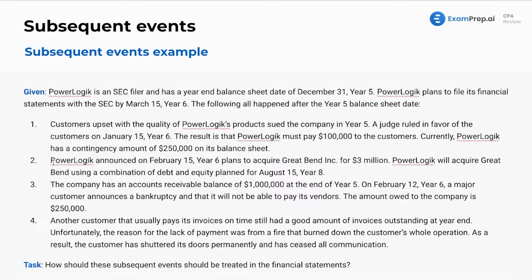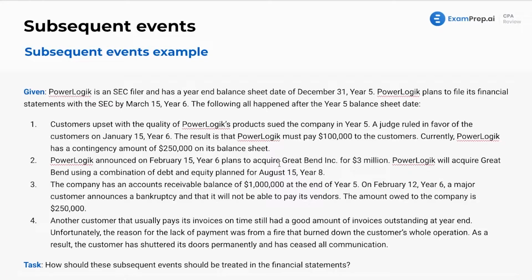Footnote also means disclose. PowerLogic announced on February 15th, year 6, plans to acquire Great Bend Inc. for $3 million. PowerLogic will acquire Great Bend using a combination of debt and equity planned for August 15th, year 8. Now, first thing I'll ask, does this affect anything in year 5? I mean, this sounds like it could be a big deal, right? We don't really know if $3 million is a lot for this company, but let's assume it is. Let's assume $3 million is a good chunk of change. Well, would this affect year 5, though? That's the real question. And no, I don't see anything about year 5.